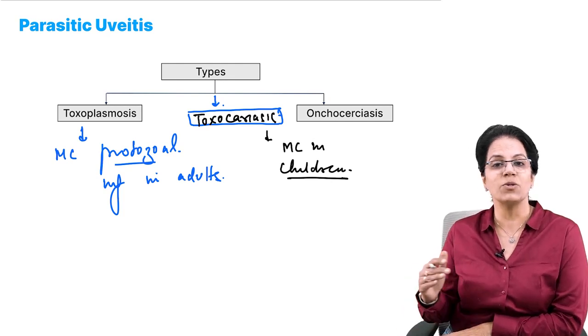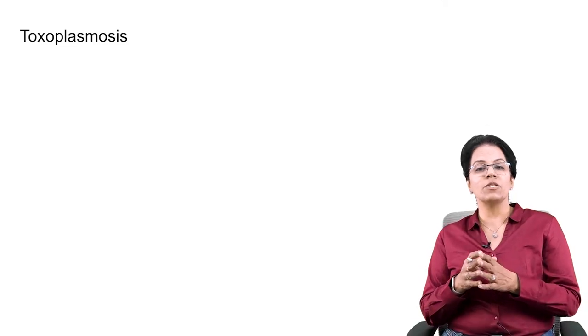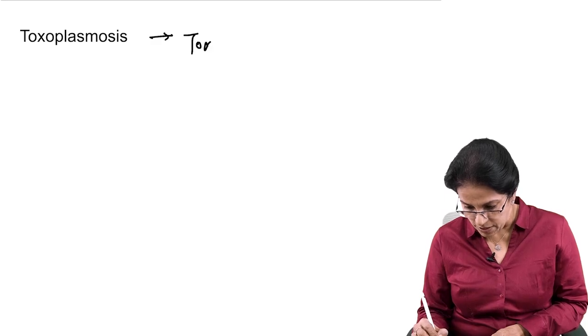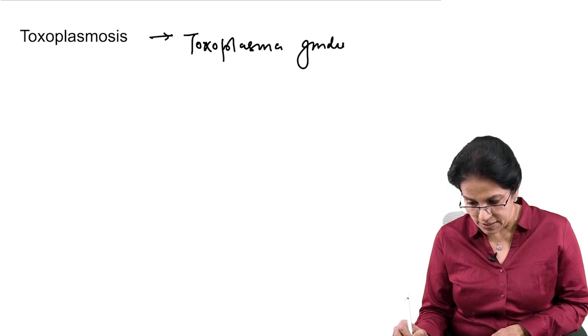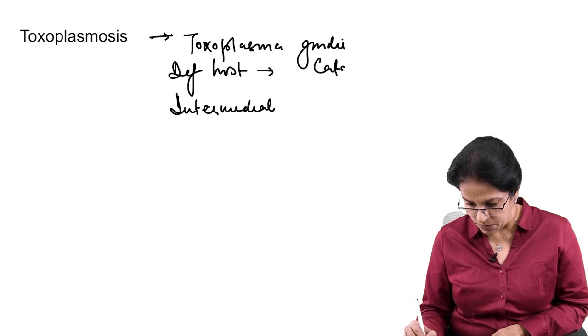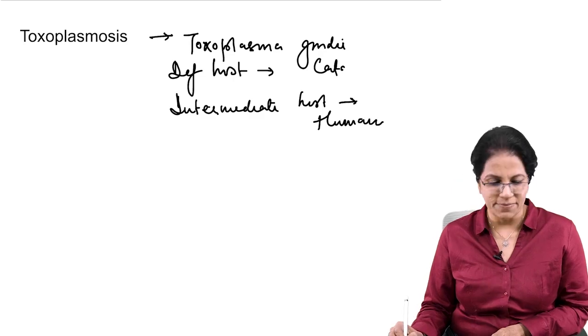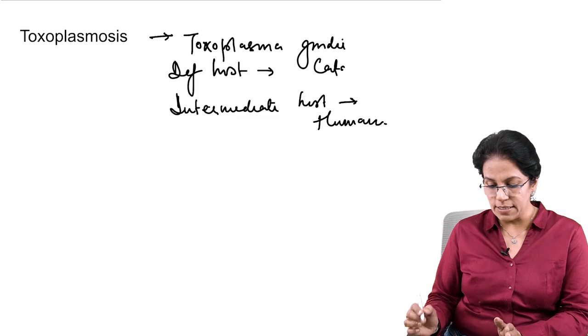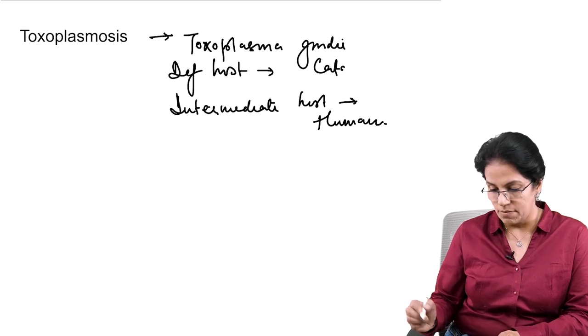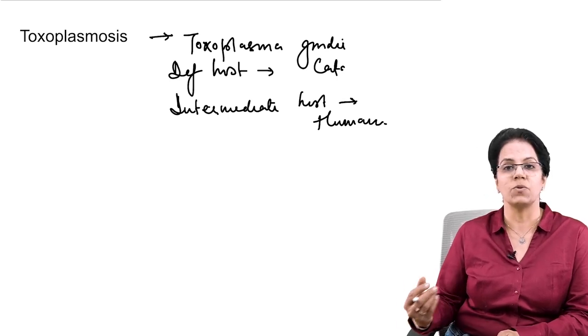First, we start with toxoplasmosis. When you say toxoplasmosis, this is caused by Toxoplasma gondii. Full name we should know, Toxoplasma gondii. And we all know that the definitive host is the cat, and humans are the intermediate host. So, intermediate hosts are mainly the human. We are the intermediate host. Generally you get infected from any infection through cat feces and so on.